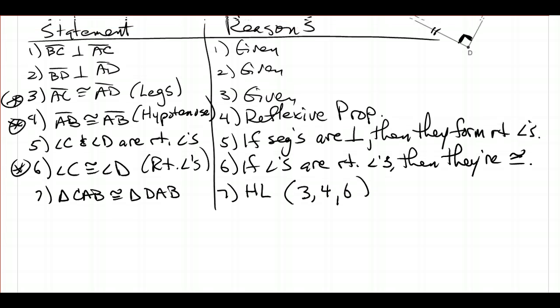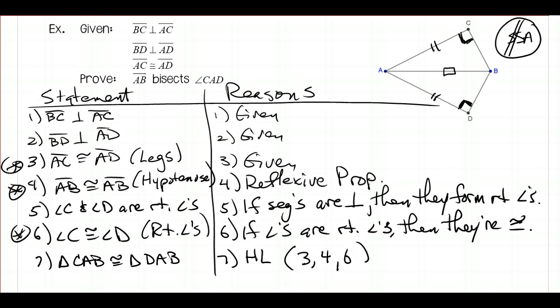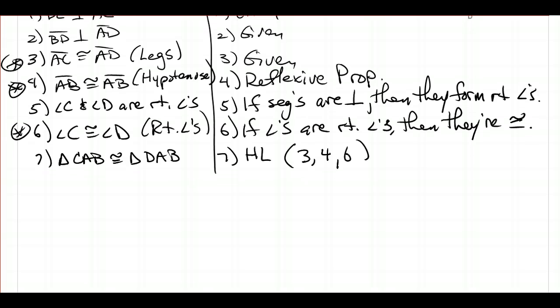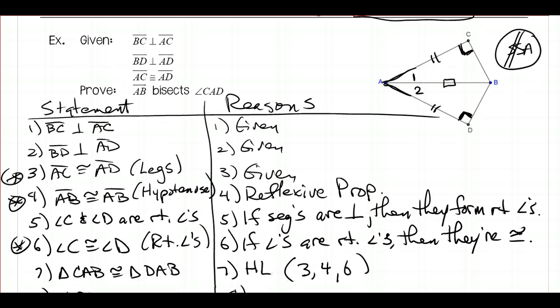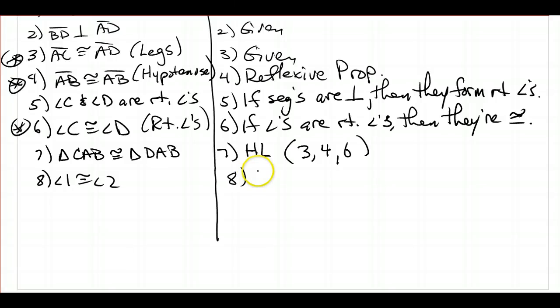Okay, so now that we have these 2 triangles congruent, in order to prove that AB has bisected this angle in the corner, I need to show that 1 and 2 are congruent, and I can get those congruent because now they're corresponding parts. So step 8, I've got angle 1 congruent to angle 2. And feel free to always add numbers to your diagram if you want to make it easier and faster to name angles. And this is by CPCTC.